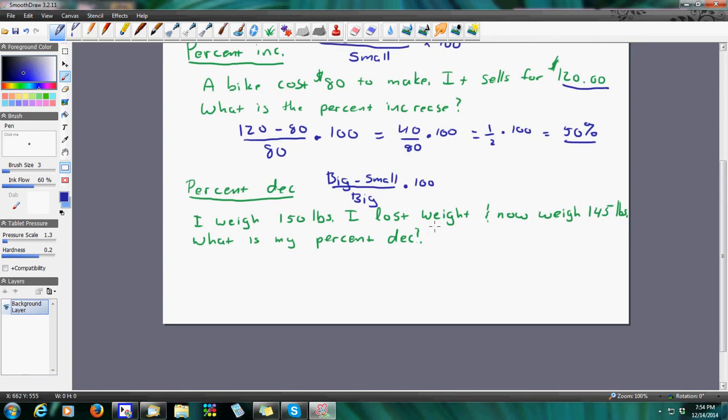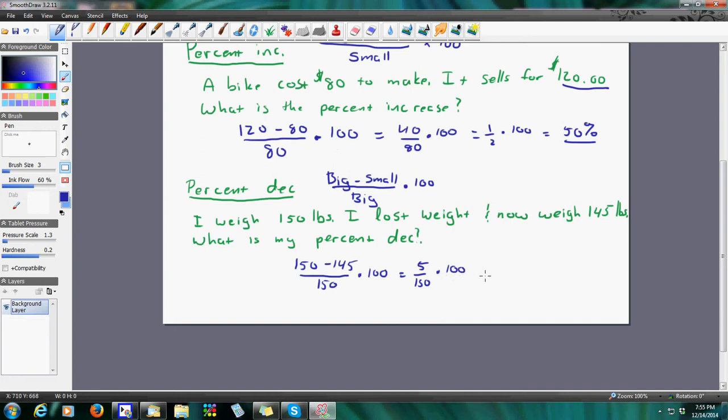So I weigh 150 pounds and I lost weight. I now weigh 145. So it's 150. What is my percent decrease? Minus 145 over 150 times 100. So I'm really going to get 150 minus 145, which is 5, over 150 times 100.